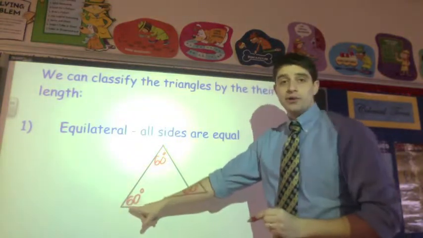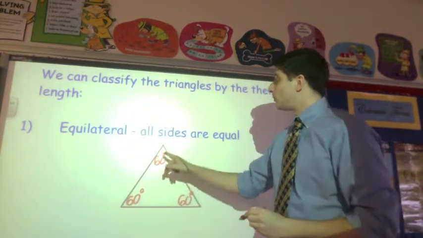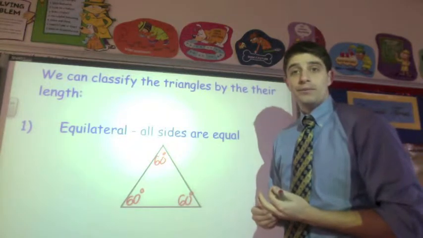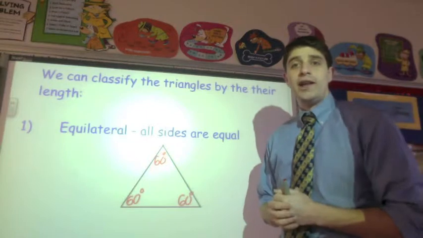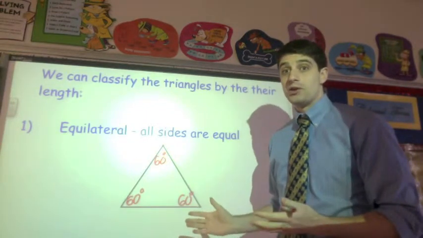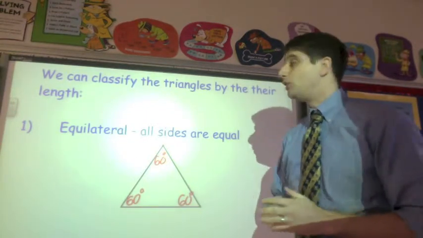We measure triangles by their angles. So equilateral, all sides are equal. If I add 60 and 60 and 60, I will get 180, or I could always do 60 times 3, and that will still give me 180 degrees.